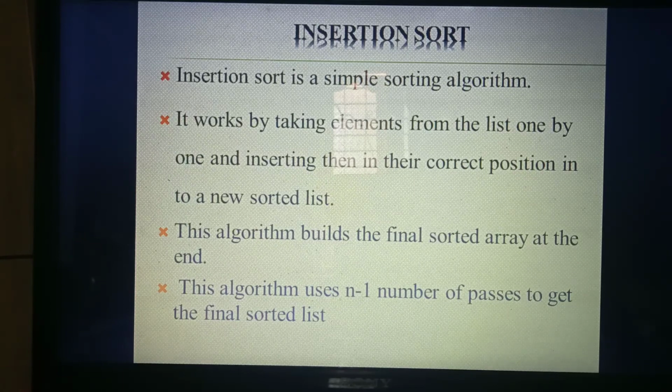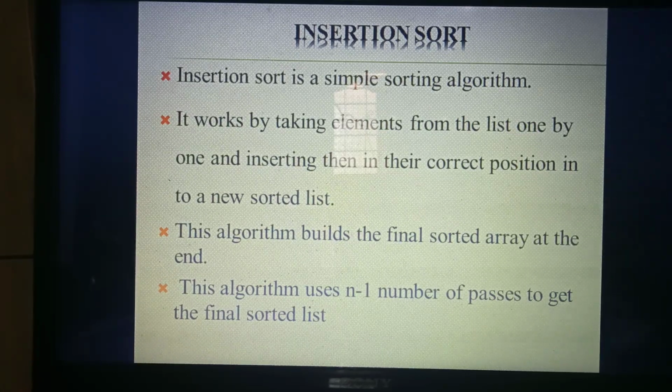Okay, when you get the sorted array, it means the elements are arranged in ascending order. At the end of the list only will you get the sorted array. That means at the end of this algorithm you will get the sorted array. Understand? That's the third point.